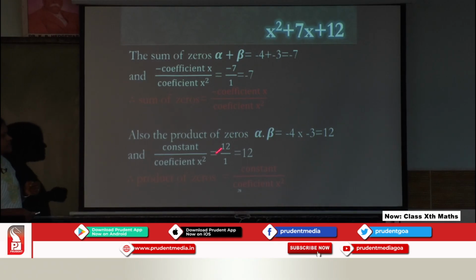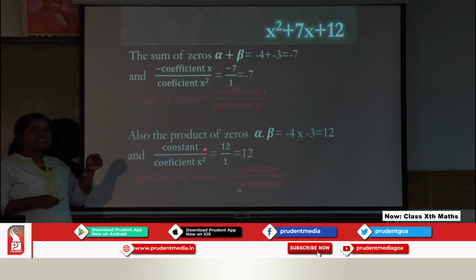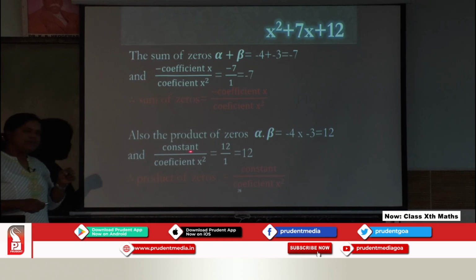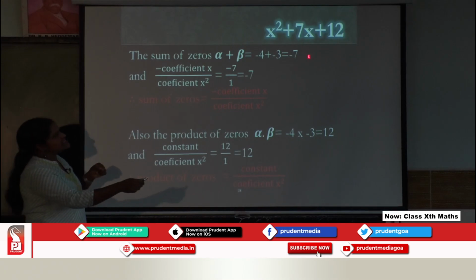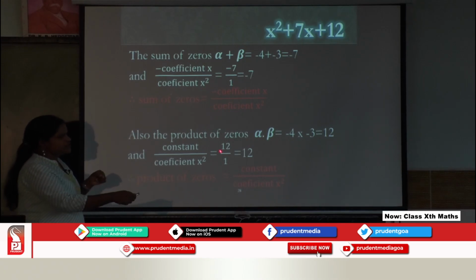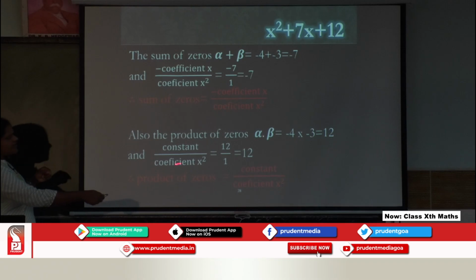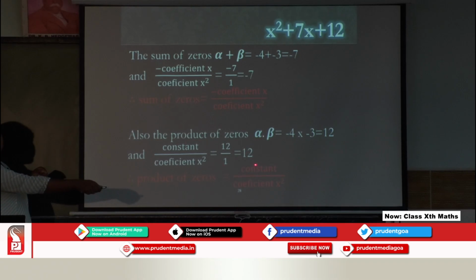Okay. Now, suppose I apply the formula. What is the formula for the product of zeros? It is C upon A, where C means constant and A is the coefficient of x square. So, if you see in this equation, the constant is the last term, 12. So, I place it over here. The coefficient of x square here is 1. So, 12 upon 1 is 12.